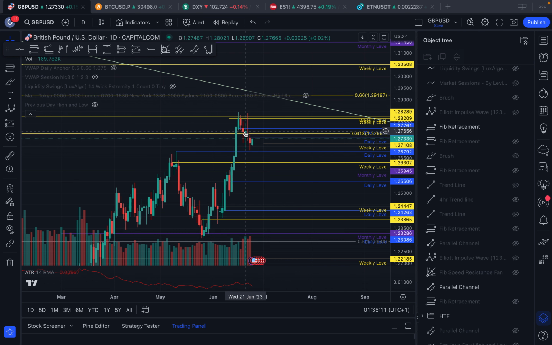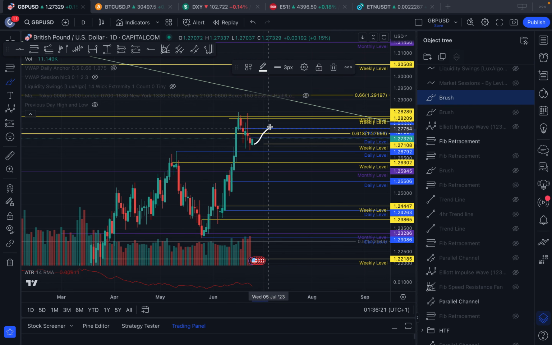The bearish scenario would be for us to, let's get the paintbrush again. So, bearish scenario for us would be to go something like this, hit this daily, and then start heading our way down.